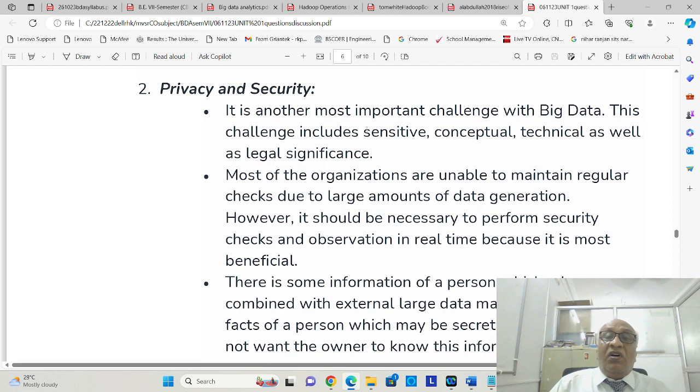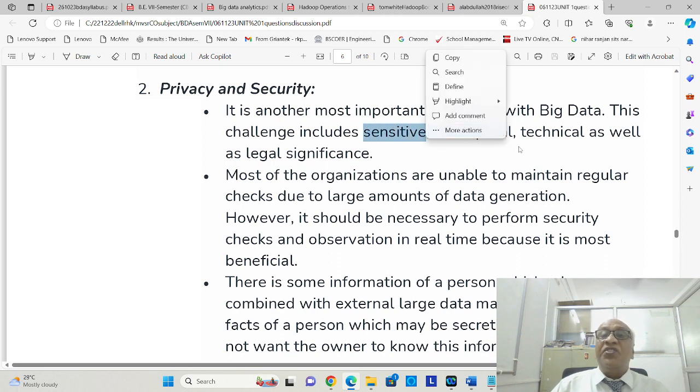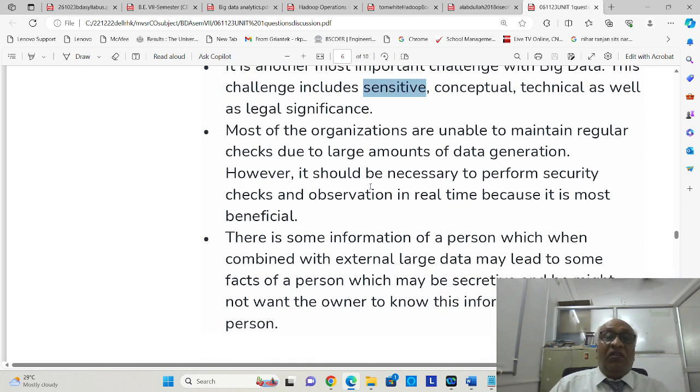because that data may be holding sensitive, conceptual, technical, and legal significance. The organization may not be able to maintain regular checks because the data is huge, but security checks and observation in real time are a must.